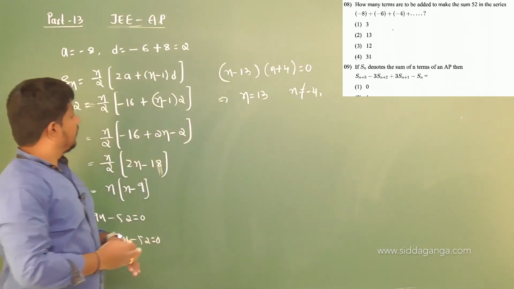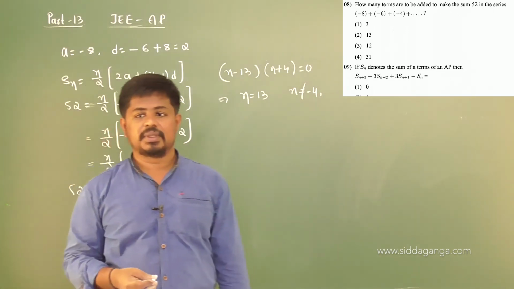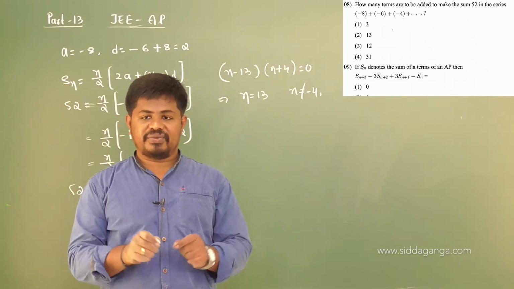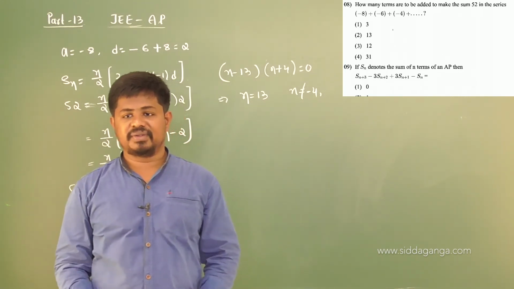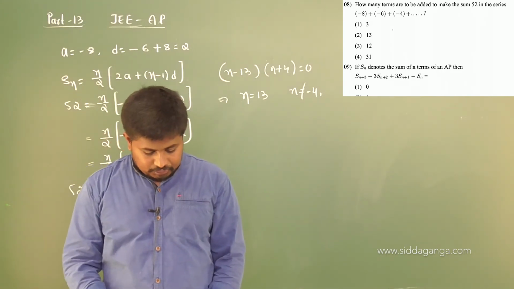Okay. So how many terms are required to get the sum 52? There will be 13 terms. When number of terms is equal to 13, then you get the sum 52 in this case. Okay. So option 2 is the correct one.